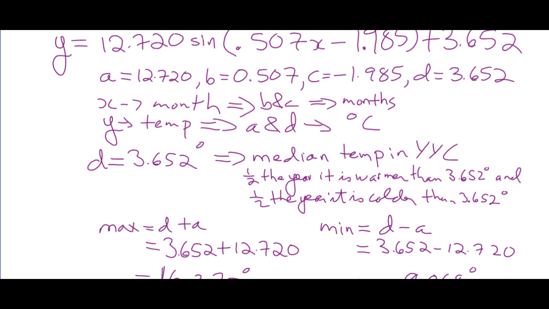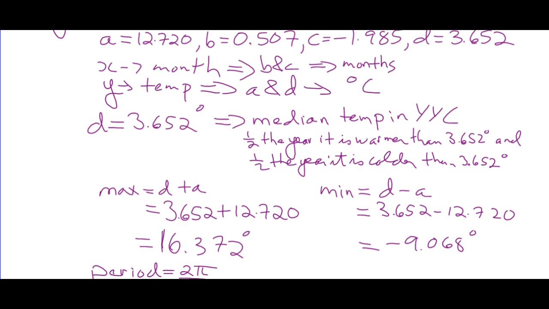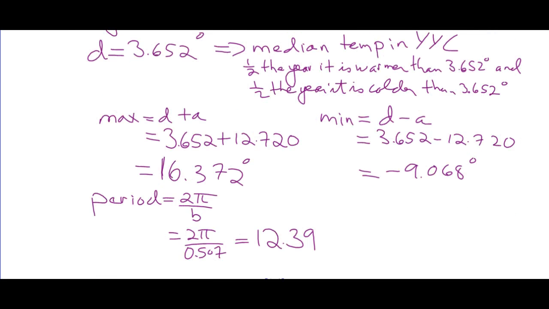Okay, the X values are measured in months. And the B value is what changes. Remember, B value changes the period, right? Makes it a longer or shorter period. So 12.39 months. How long is 12.39 months? About a year, right? And that's how often temperatures should repeat, right? Every year. We know that. We've lived here long enough to know that, well, it's really cold in December and January and February. It starts to warm up in March. It's April, May, June. It's going to kind of peak in the June, July region. Then it starts to drop off again. So 12.39 months.